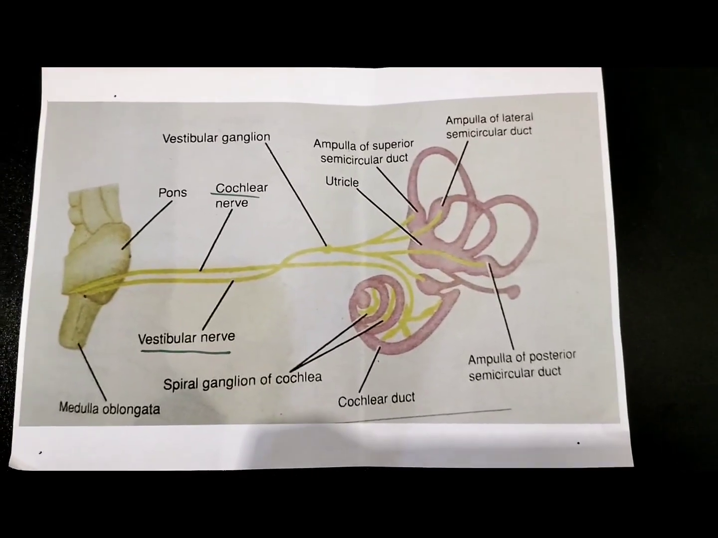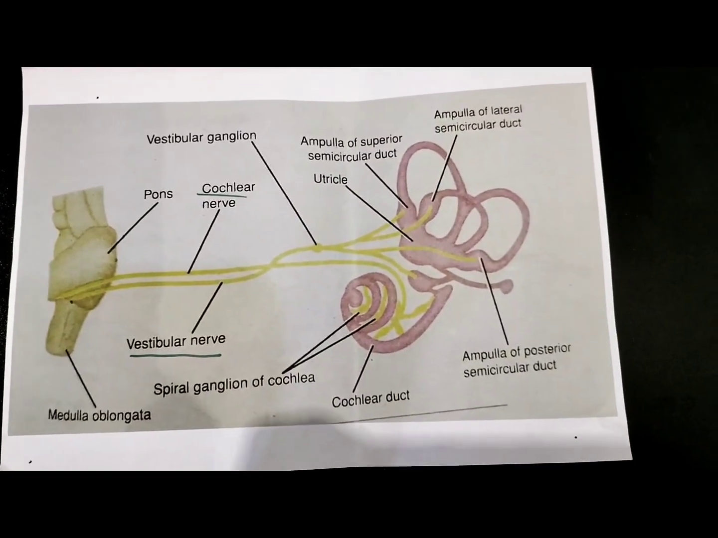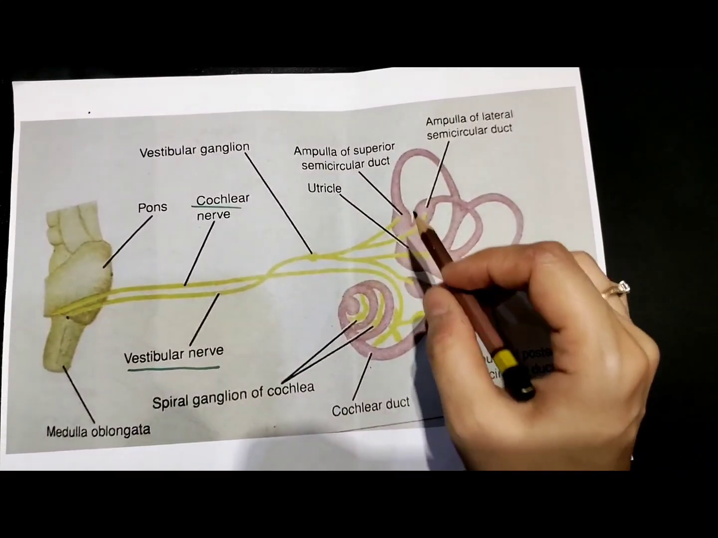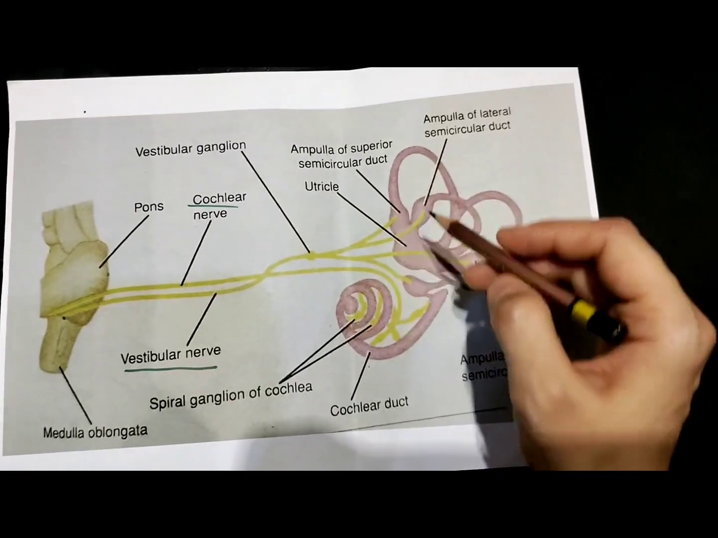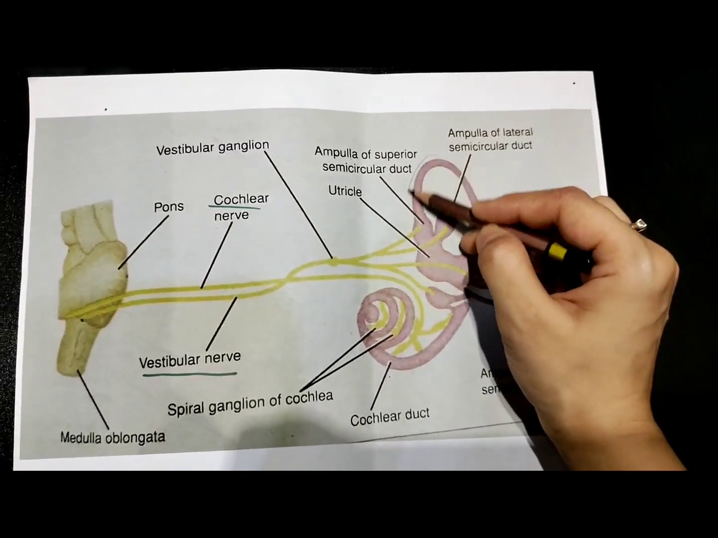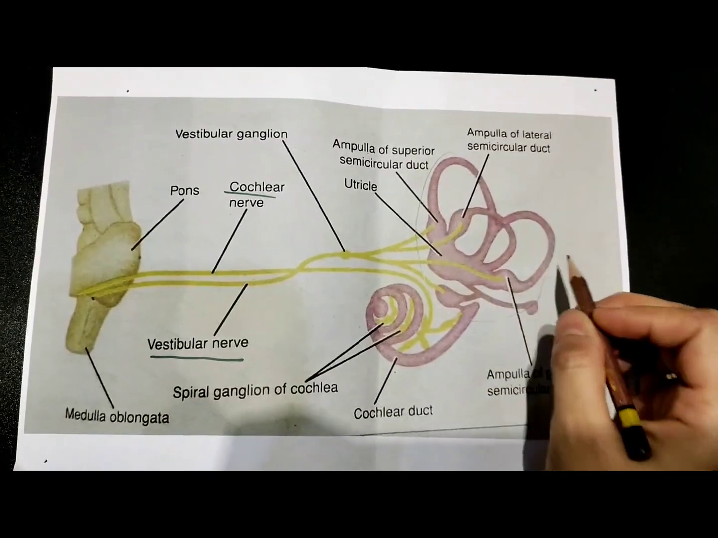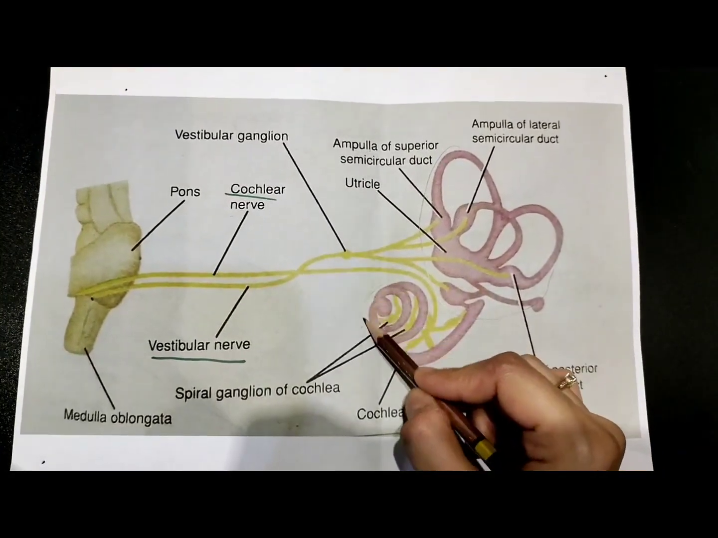Now this picture shows us the anatomy of the internal ear present over here, and this bulbous part is the vestibular part. Let me show you this first, and let me circle and highlight it like this. It's the vestibule and this one is the cochlea.